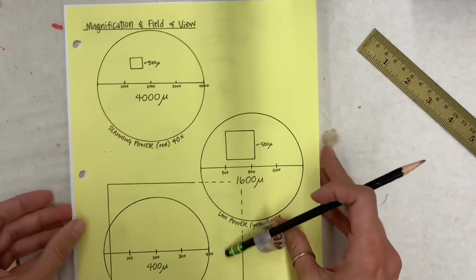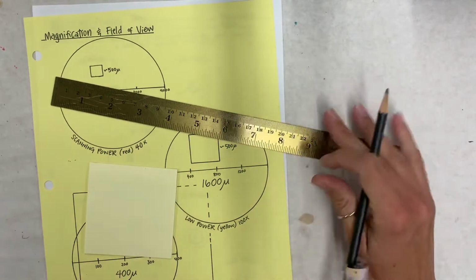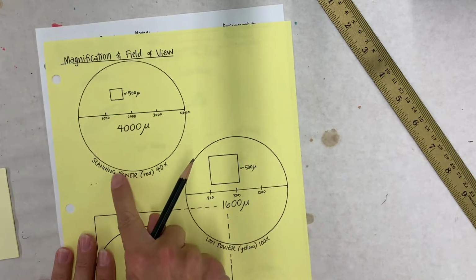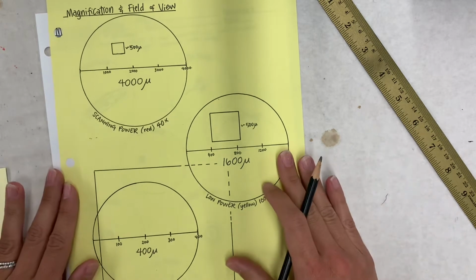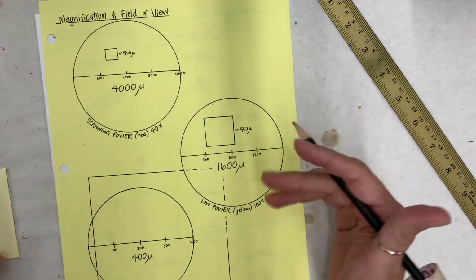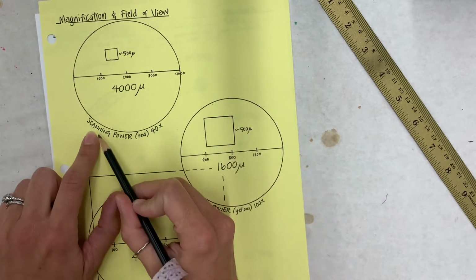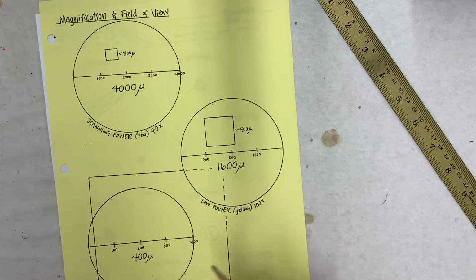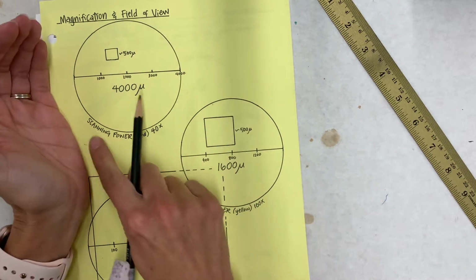Let's start with our yellow handout. We will also need a Post-it note, a ruler, and a pencil today. On the yellow handout, you'll see that there are three different settings we could be viewing a specimen on using our microscopes. At school, we have a red objective lens, a yellow objective lens, and a blue objective lens.